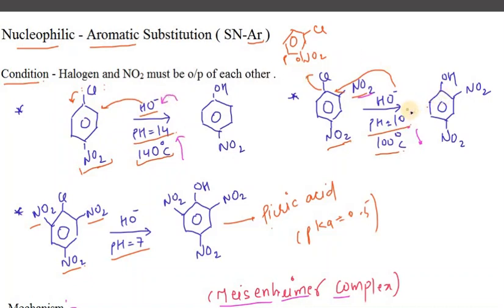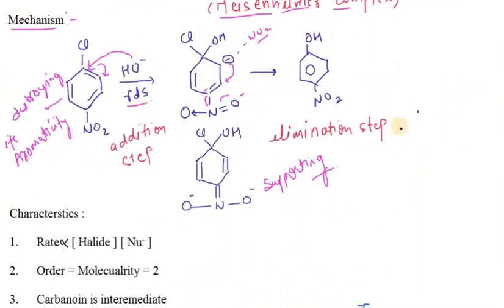And here we need a relatively less intensified nucleophilicity, that's why we are using pH 10 here. So this is known as elimination. So this is the addition step. The first step, which is the RDS, is the addition step, the addition of OH minus, the hydroxide ion, to that chlorobenzene where the para position NO2 is attached.